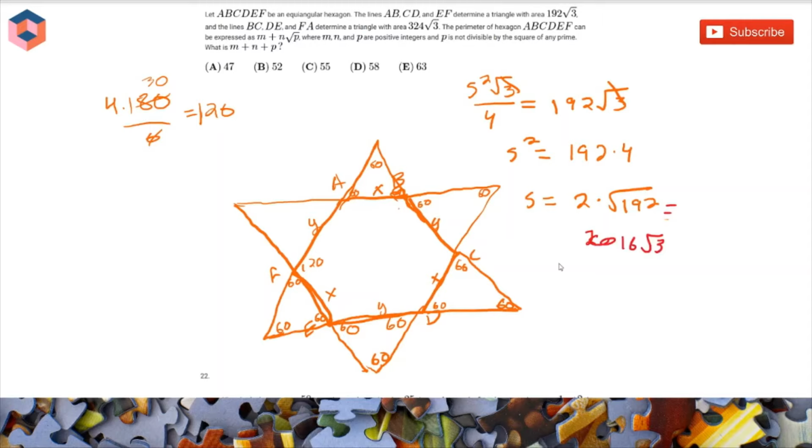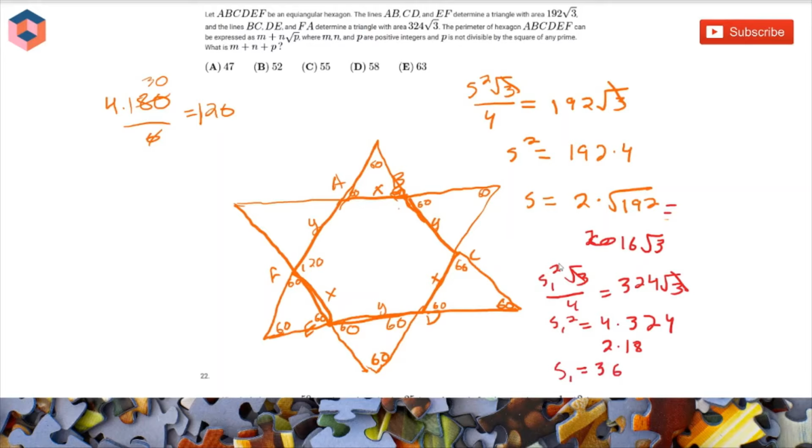Same thing for the other triangle, and we get s squared, and this is a different s, so let me label it as s1 squared. Square root of 3 over 4 equals 324 square root 3. The square root of 3 cancels out, and we get s1 squared equals 4 times 324. The square root of both sides would be 2 times 18, because the square root of 324 is 18. So s1 is just equal to 36.